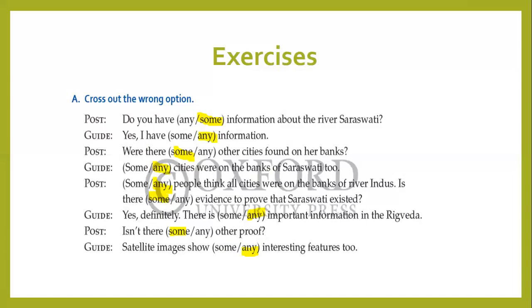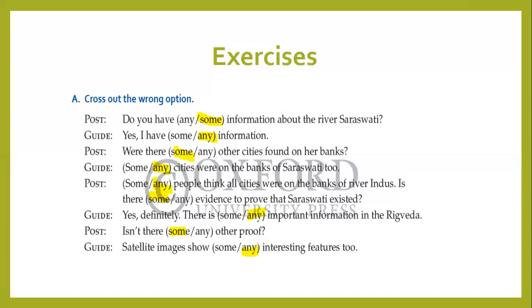Dash people think all cities were on the bank of River Indus. Means some people used to think differently, right? So here, some people think that all the cities were on the banks of River Indus. Is there any evidence to prove that Saraswati existed? Right. Yes, definitely. There is some important information in the Rig Veda.